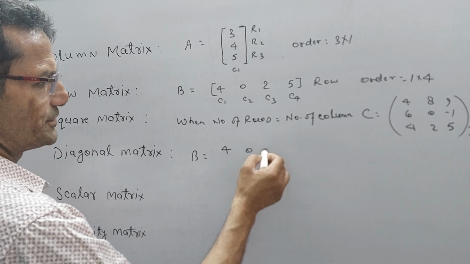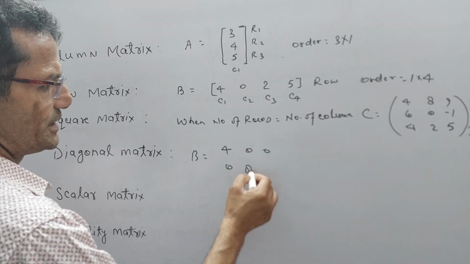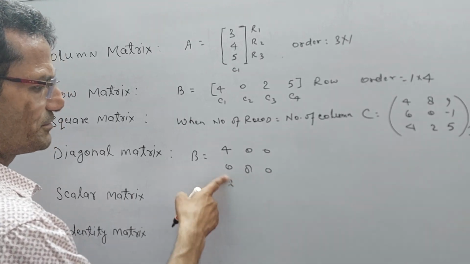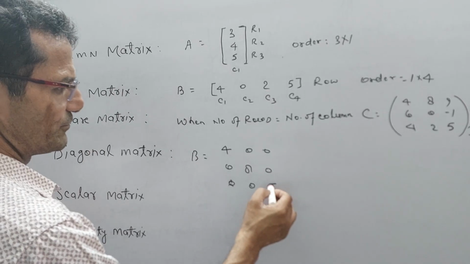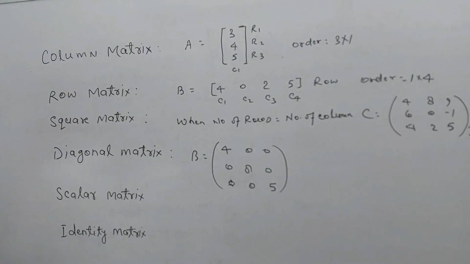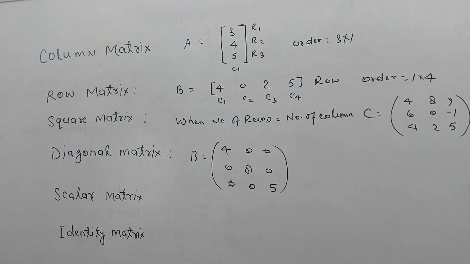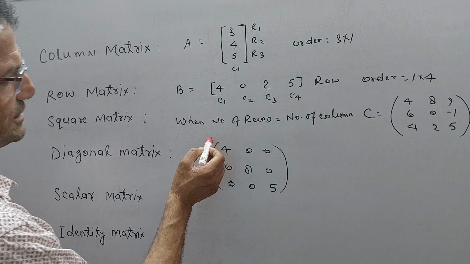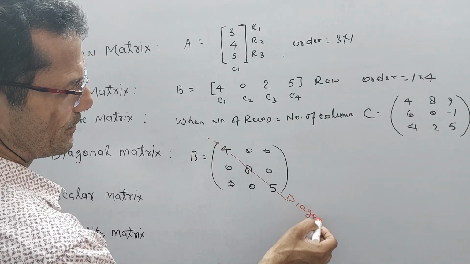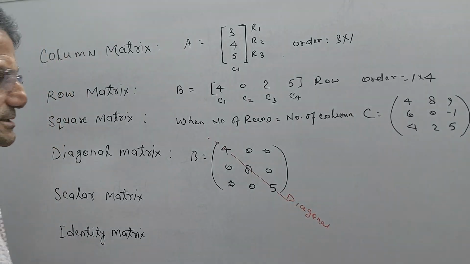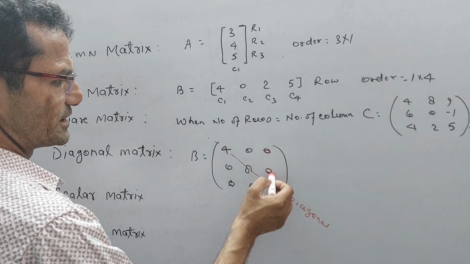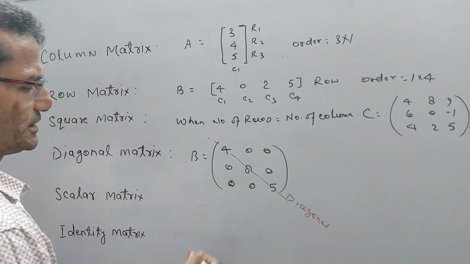4, 0, 0 and 0, 8, 0 and 0, 0, 5. So this is a square matrix. All diagonal matrices would be square matrices. So here this is known as the diagonal of the matrix. Except the diagonals, all entries other than the diagonal, the non-diagonal elements, are 0, then it is called the diagonal matrix.